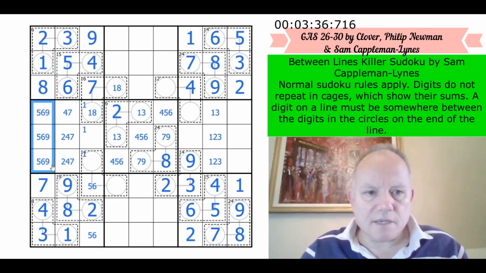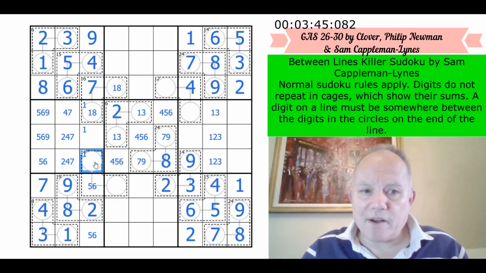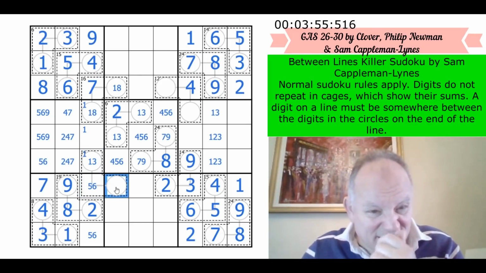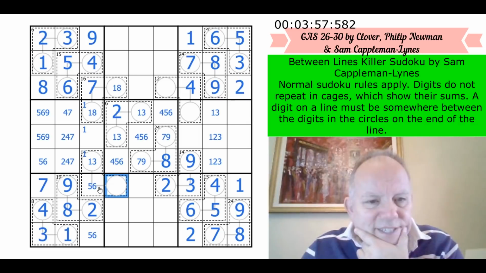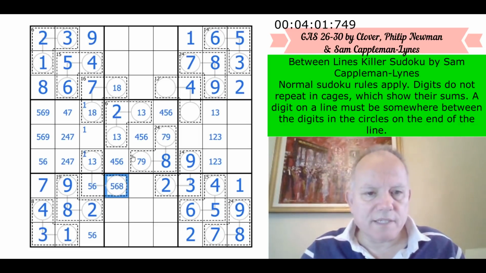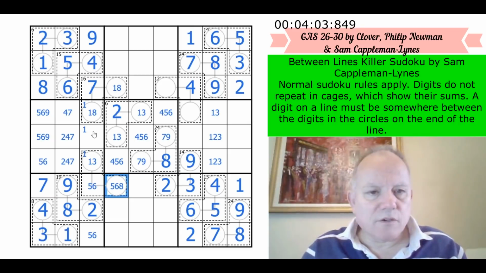5, 6, 9 there. That makes this 1, 3, and 8. 8 can't be there actually, because that would require a 1 here. 1 and 5 is 6, needs an 8. 3 and 6 is 9, needs a 5. So this is 5, 6, or 8. Yeah, it could be either.